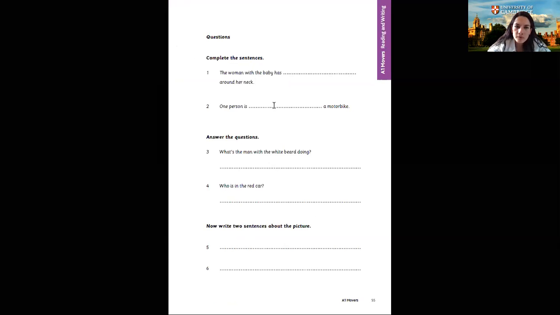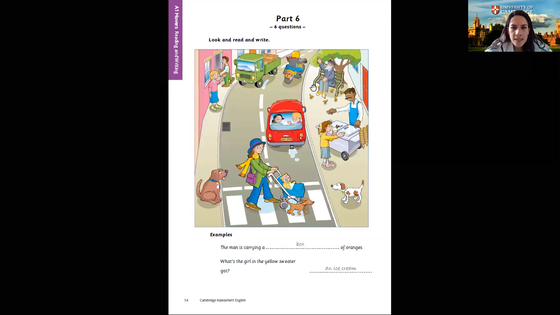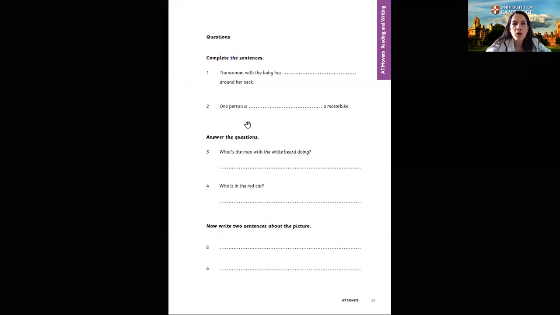So I have to return, okay? I have to see the picture, okay? And I have to find the woman with the sweater and something that she has on her neck, okay? So this is what she has on the neck, okay? So what is that called? The woman with the baby has a scarf, okay? You can write a scarf or a yellow scarf, it doesn't matter, okay? Just write what you are looking at, okay?